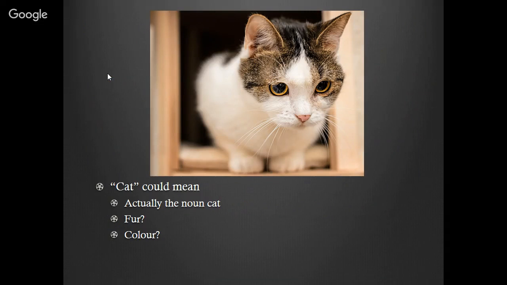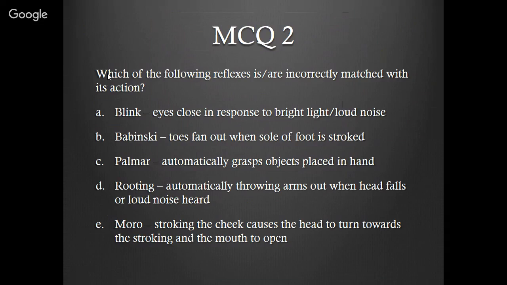So if a kid points to a cat and says cat, it could be the actual thing, the cat, it could be the color the cat is, it could be a movement it made, or it could be the fur on the cat, it could be any of those things. You can't really tell, but it's impossible for them to have gone over all those different possibilities at the age they're at.